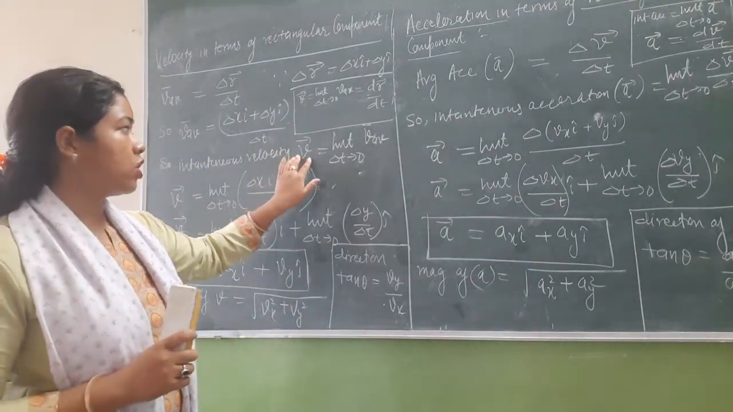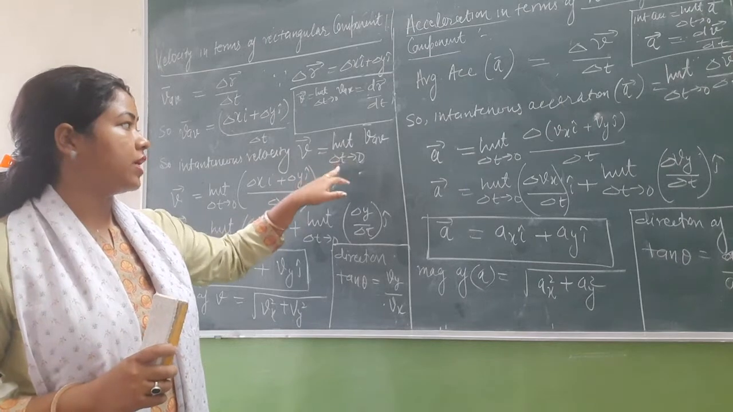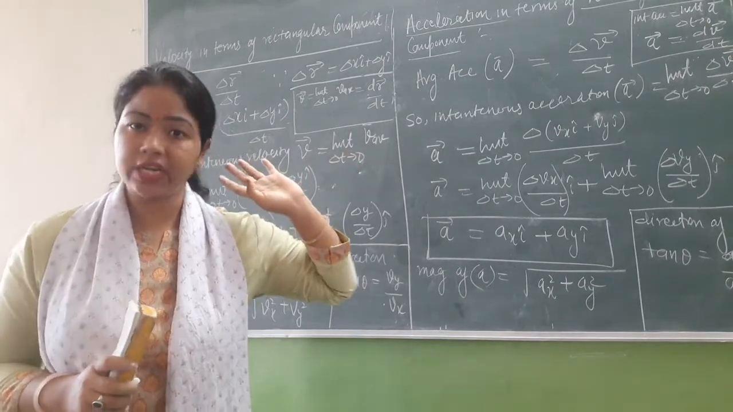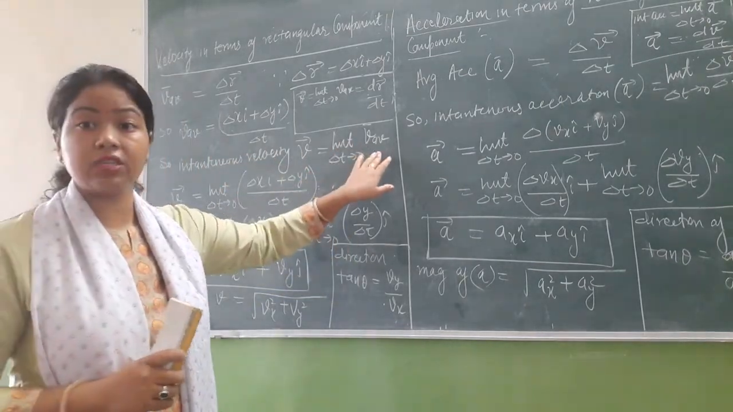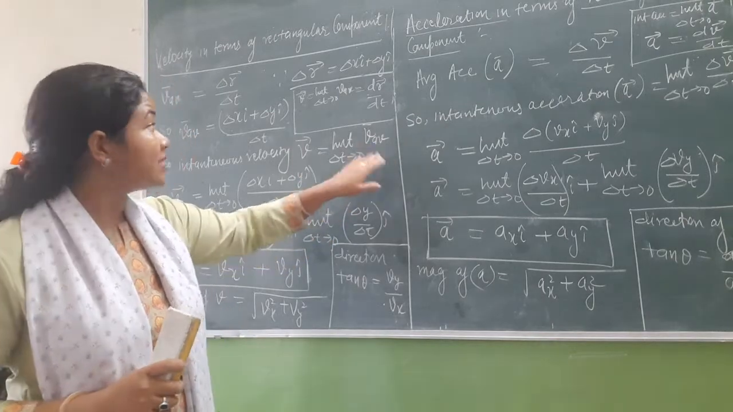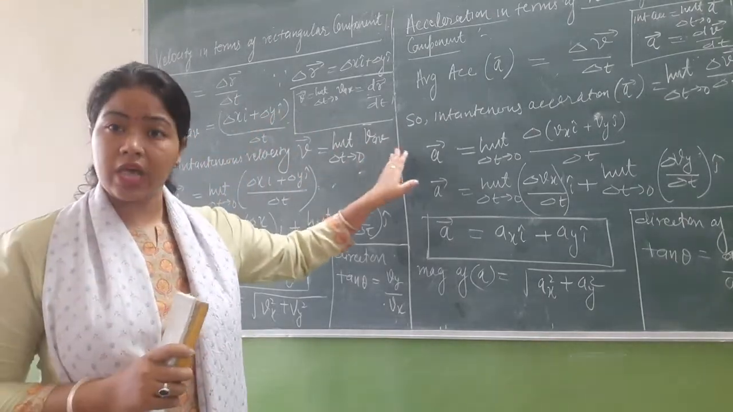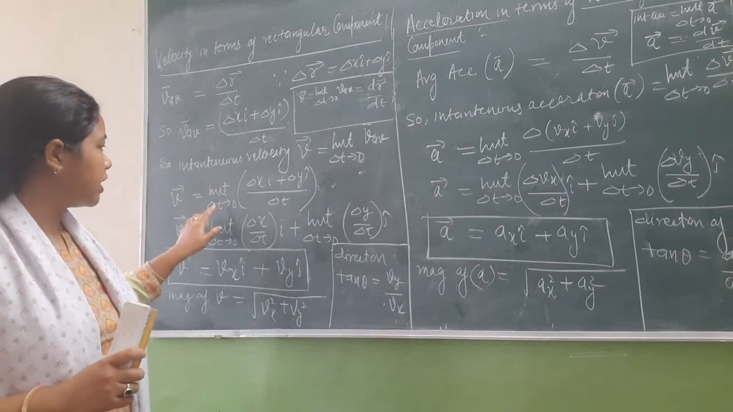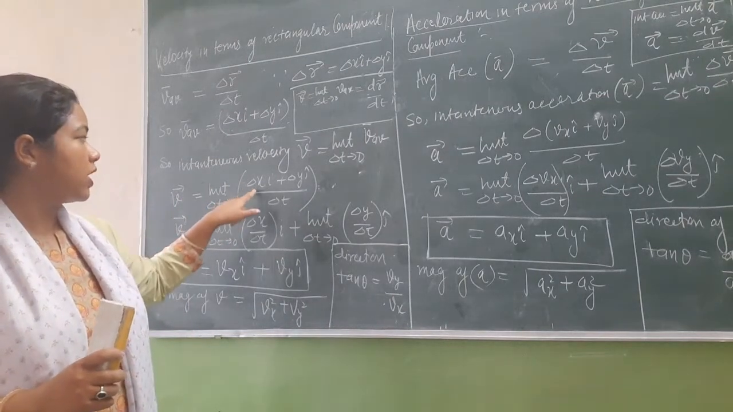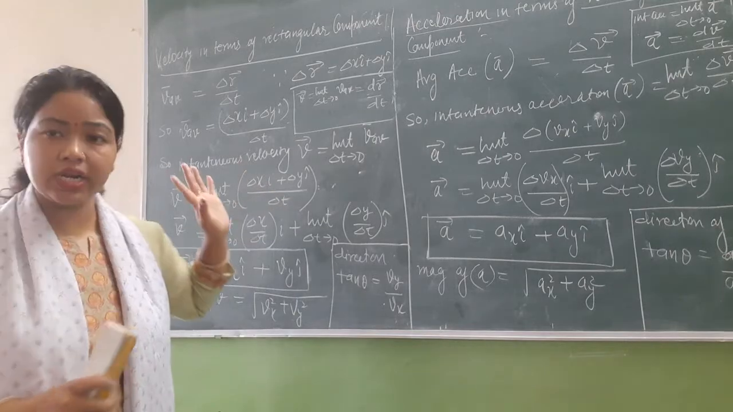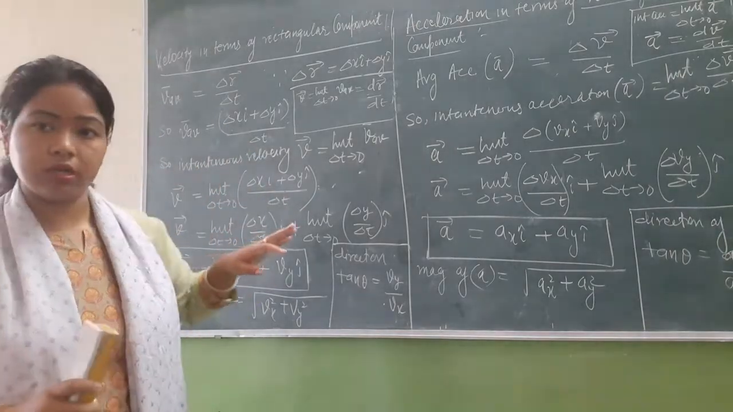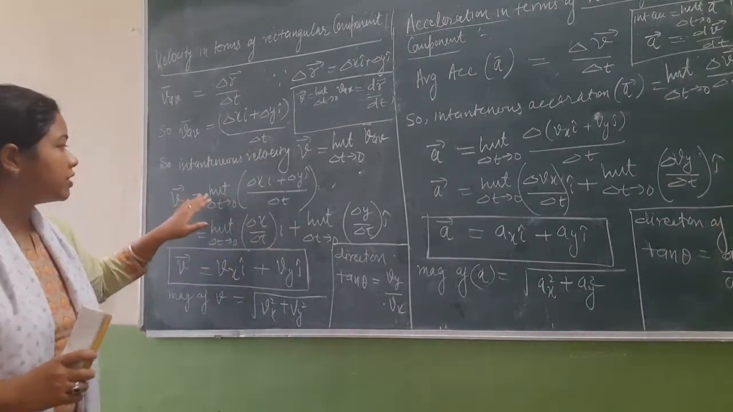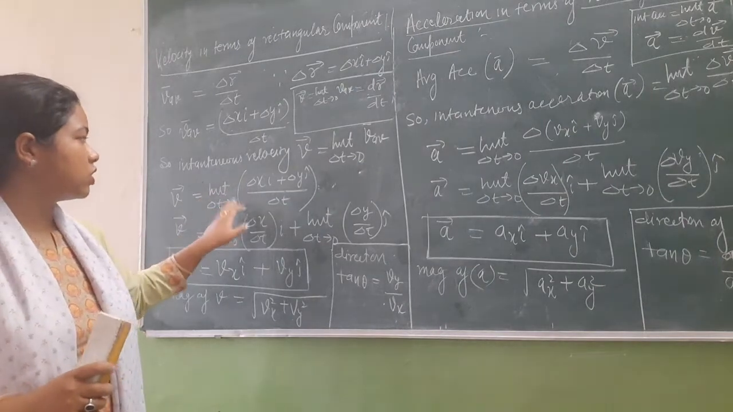So the instantaneous value of velocity is given by the limit delta t tends to 0 of v average. Now we have the value of v average in terms of x and y, so we place that value from the above equation in that place. So v instantaneous will be equal to the limit delta t tends to 0 of delta x i plus delta y j upon delta t, from the last equation. Now what will we do? We will split that limit delta t tends to 0 across each term.